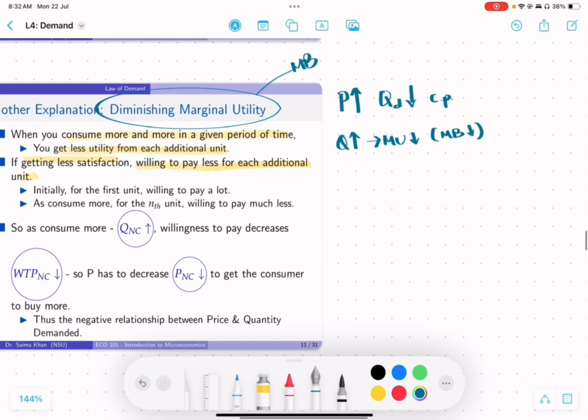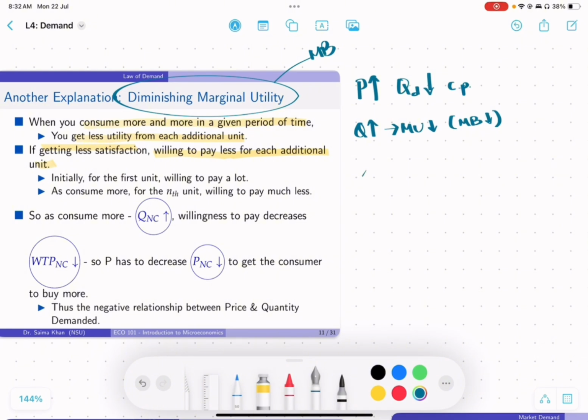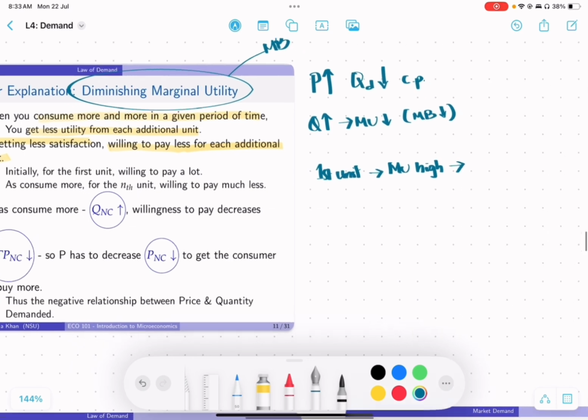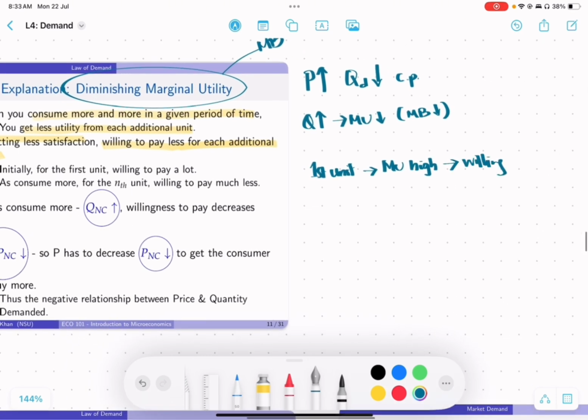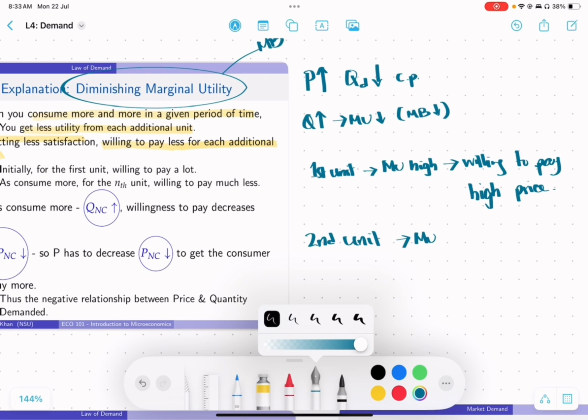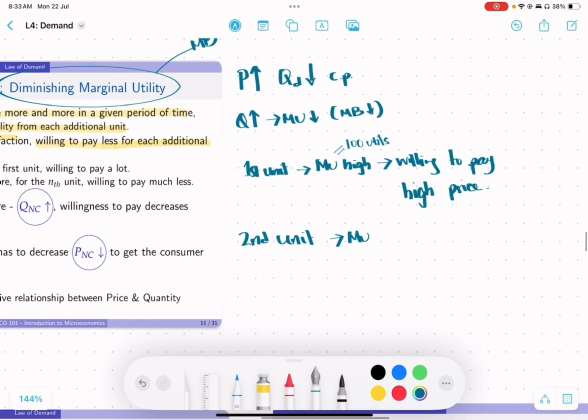So remember, this is the idea. Let's write it down. First unit of the good, marginal utility high, so you're willing to pay a very high price. Okay, second unit of the good, your marginal utility, you know what, let's start assigning values to them. Let's say when marginal utility is high, you get 100 utils. So when you're getting 100 utils, let's say you're willing to pay taka 100. Let's just keep it simple.